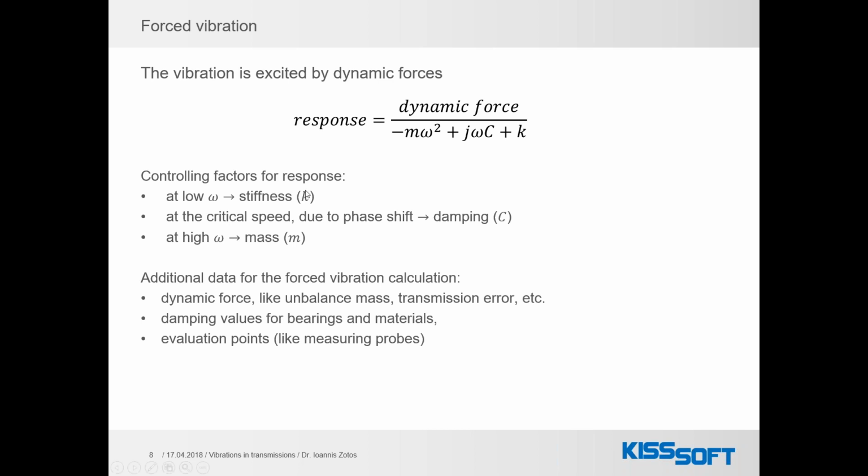So for example, we can see that when omega, this frequency, is low, then the response of the structure is mainly affected by the stiffness. So we have what is called the stiffness control region of the response. At high frequencies, it's the mass that is mainly controlling the response of the structure. So it's the mass control region in this area. And very close to the critical speed, or at the critical speed, it's the damping that mainly controls the response due to the phase shift between input and output.